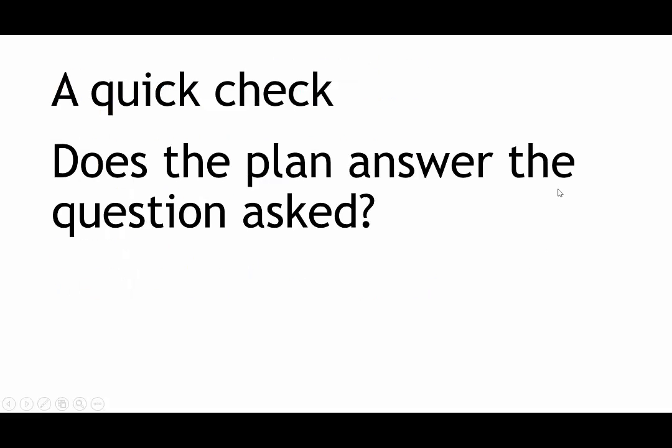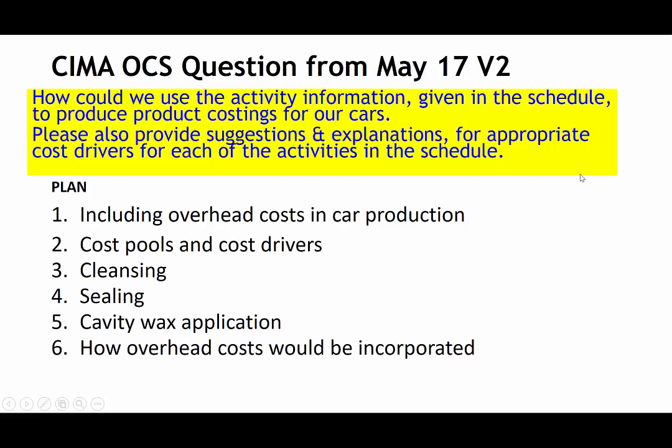Now, quickly check. Does our plan answer the question asked? Let's have a look. How could we use the activity information in the schedule to produce product costings for our cars? Including overhead costs in car production, cost pools. So I feel quite comfortable that I am addressing that first element within this task. Provide suggestions and explanations for the appropriate cost drivers. Okay, so I'm talking about cost drivers in my second heading, and the activities in the schedule of cleansing, sealing and cavity wax application are specified in plan points 3, 4 and 5.